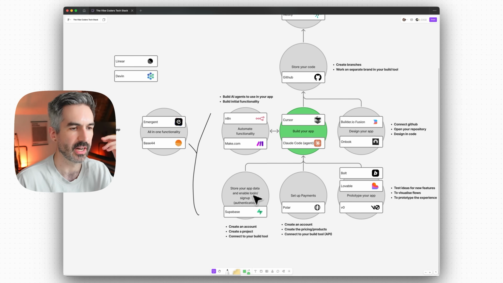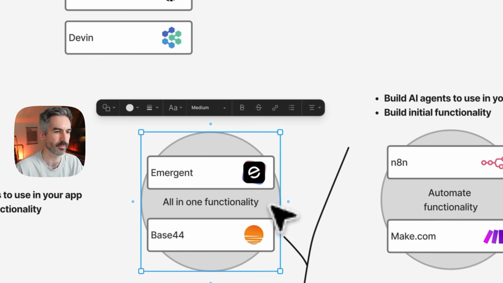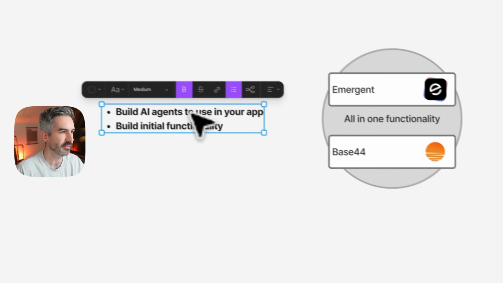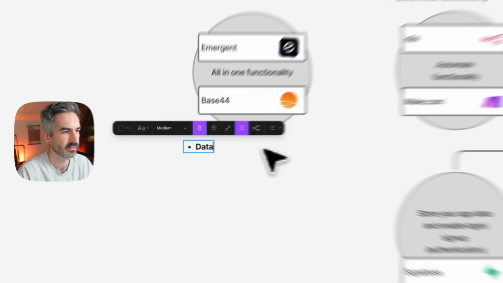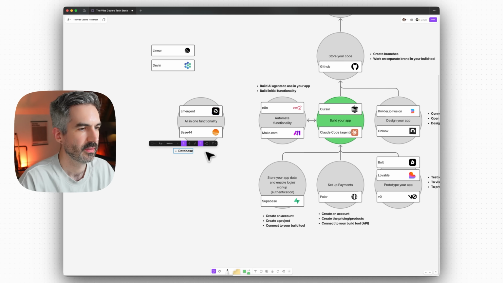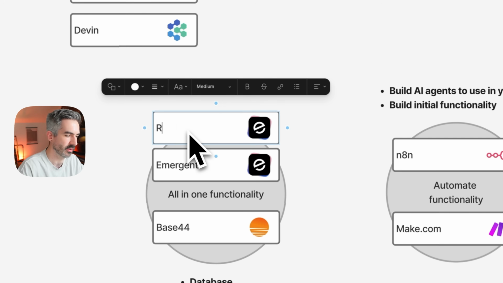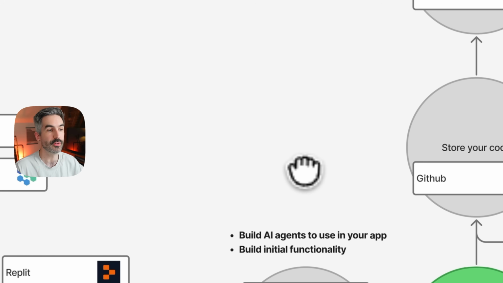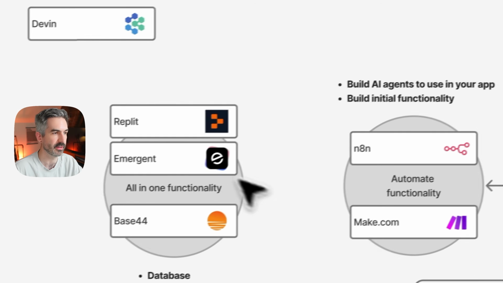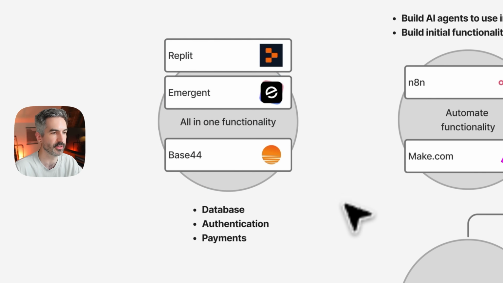I don't actually know if these include payments as well. They probably don't, so you probably still have to integrate Polar. The benefit of these platforms is that they do include things like database and authentication. Replit is also another example of a more all-in-one platform. And so if you do want to have all of your functionality in the box built into these platforms, then these might be the platforms that you want to check out.